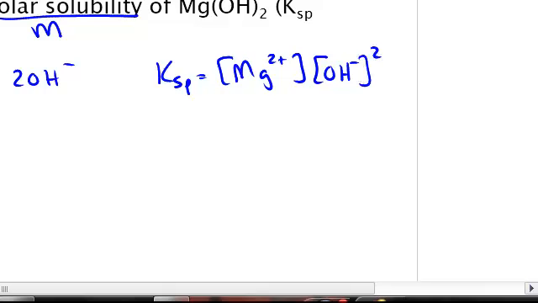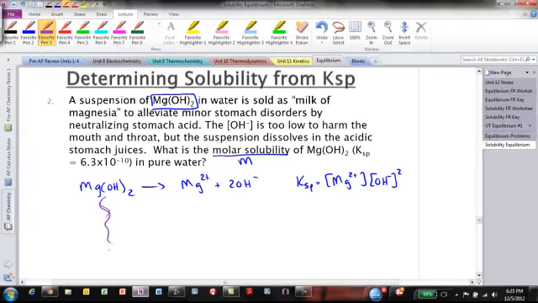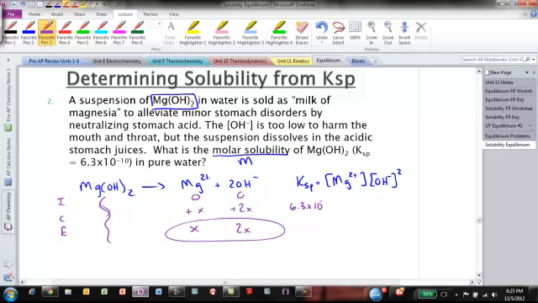And we're going to go back to our ICE diagram because we're trying to figure out some stuff, and we don't care about the solid. But we know initially we have no ions in there. You just have the solid magnesium hydroxide. You go plus x, plus 2x. This is 2x, and this is x. And this is the line we get to put in our equilibrium expression. So you get 6.3 times 10 to the negative 10th. That's our Ksp. And we've got x times 2x squared.